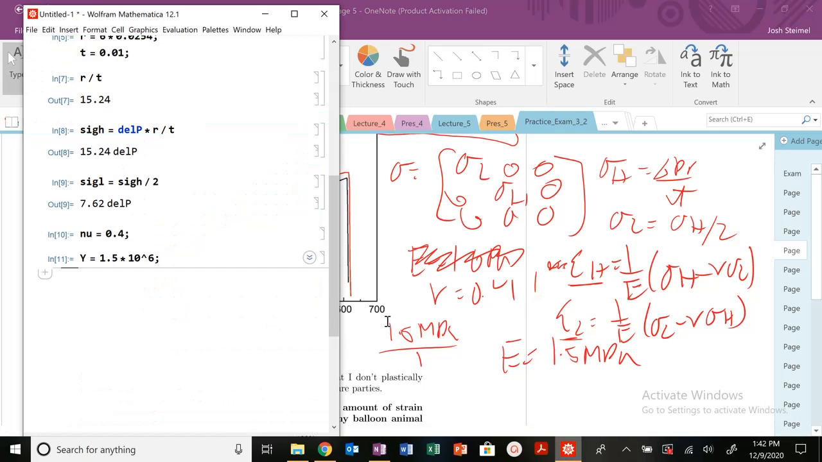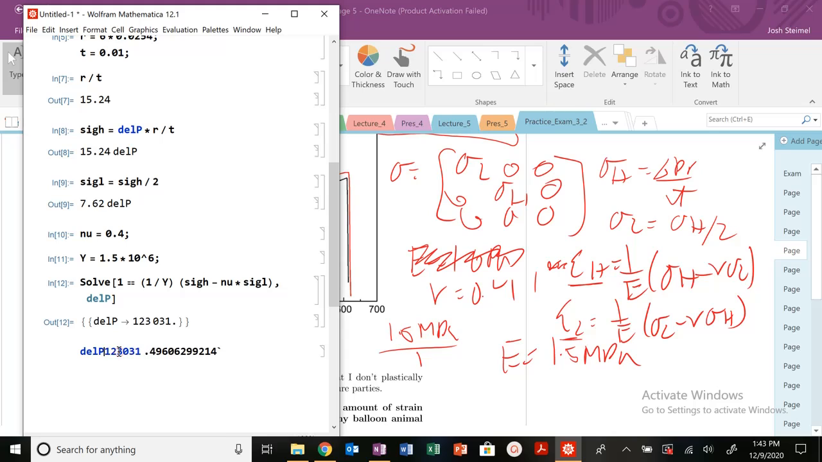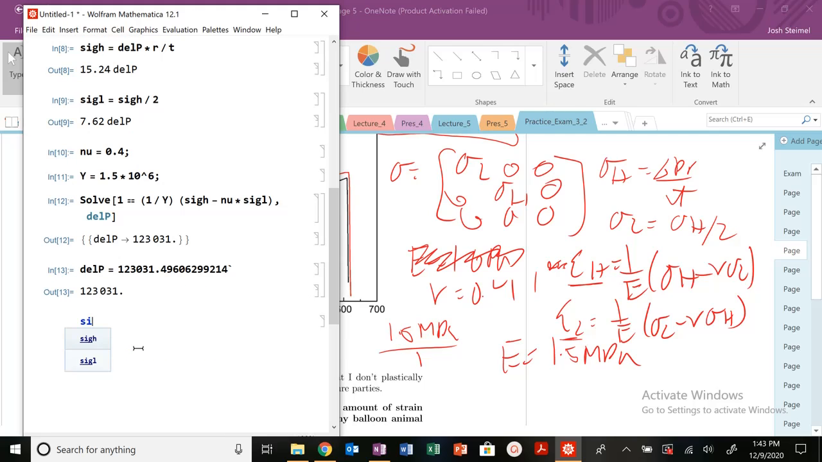So let's go ahead and solve for these unknowns in this problem, specifically for the del P. I'm going to write out that my epsilon H is equal to 1 divided by Y times sigma H minus nu sigma L. I want to solve for del P. So that's going to be my del P right here. Solve that right now, set that equal. Now I can figure out my sigma H. Sigma H equals this, sigma L equals this, and my epsilon L is equal to 1 divided by Y times sigma L minus nu times sigma H.